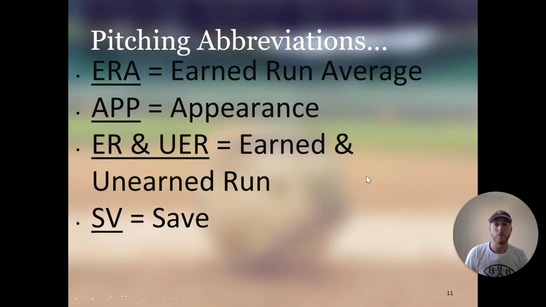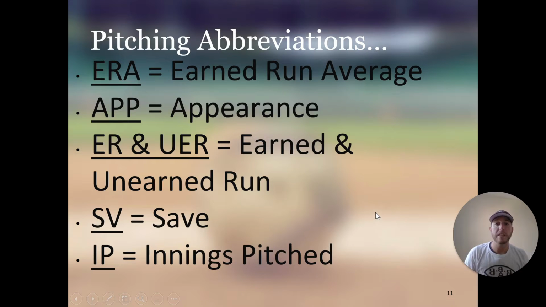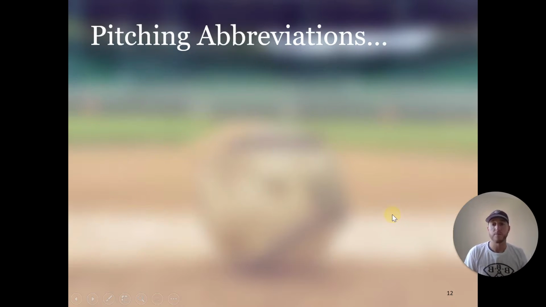SV is save, whenever there's a pitcher coming in relief or a closer, and they save the game. A save is whenever they're coming into a game and the game is within 3 runs. So if it's 3-0 and you're coming in to save the game, that would be considered a save if you win. If it's 4 runs, that is not a save opportunity. So a save opportunity is within 3 runs. IP is innings pitched. It's pretty self-explanatory, just the number of innings that a pitcher has pitched.